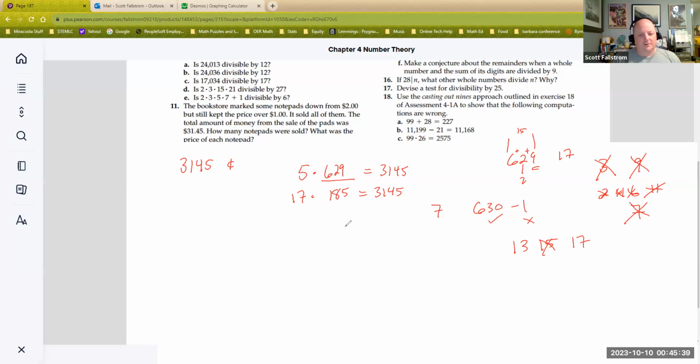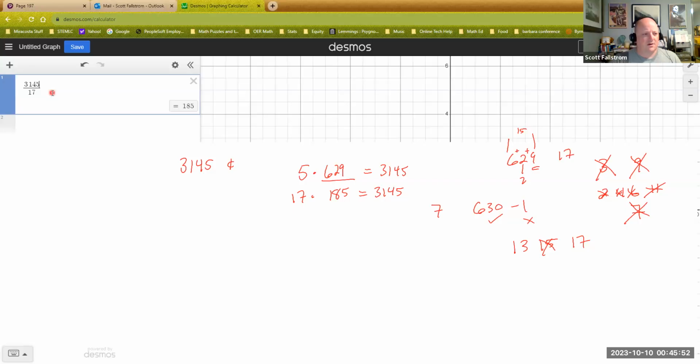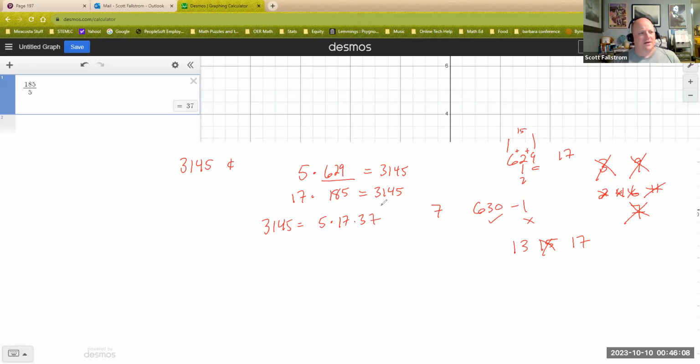So there you go. If you needed to, once you have the 17 times 185, you could actually break this down a little bit, because 185 also has a 5 in it. So if you were to break that down just a little bit further, 185 divided by 5 is 37. So what you really have here is that 3145 is equal to 5 times 17 times 37. And let's see here, does that check out right up here?